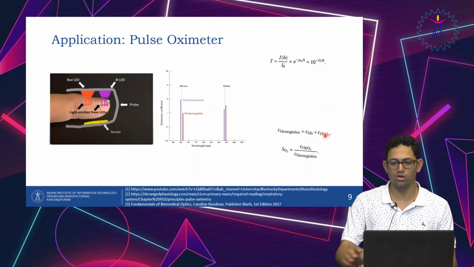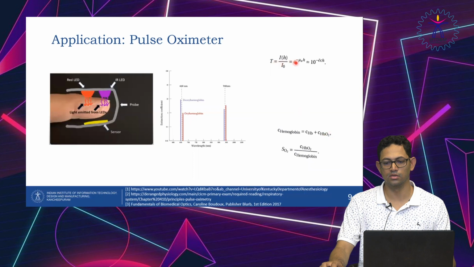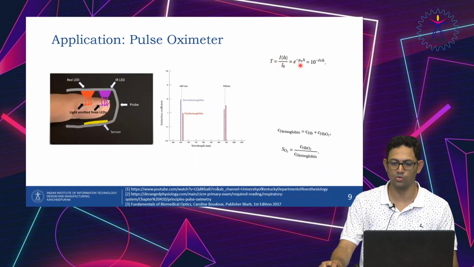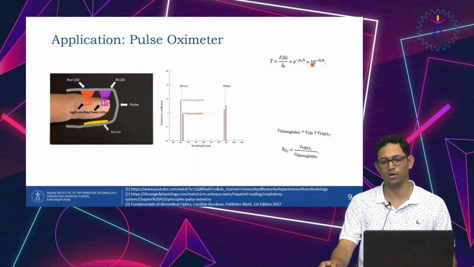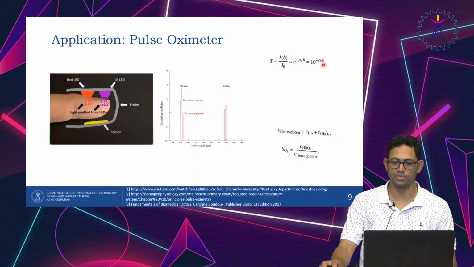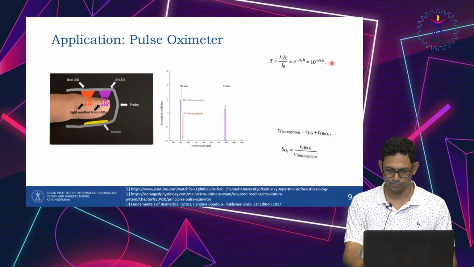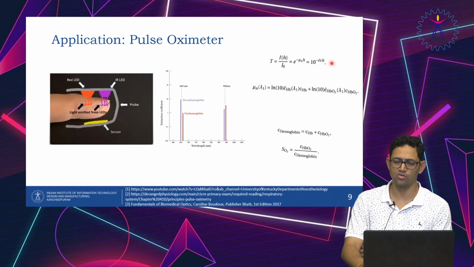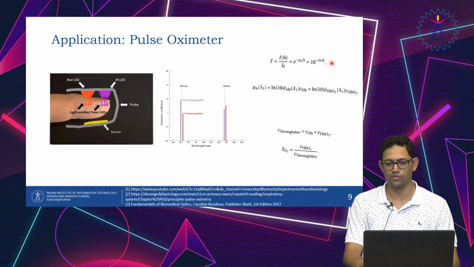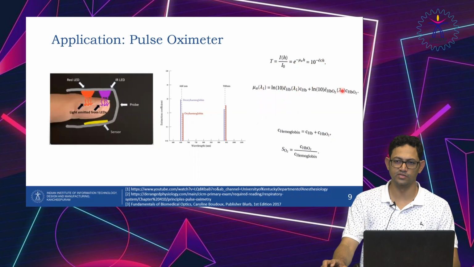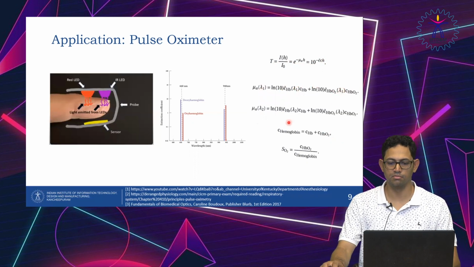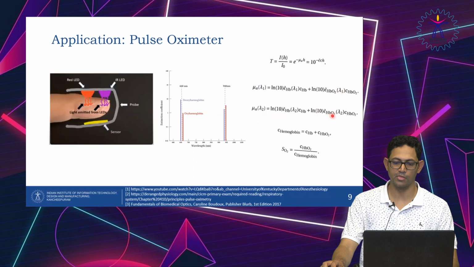So once you see your transmittance, that is the exponential of minus mu into h, which is equal to 10 to the power of minus epsilon c into h. You can use this equation and write two equations. For the first wavelength, lambda 1, that is 650 nanometers, and then you write the same equation for lambda 2, the second wavelength.